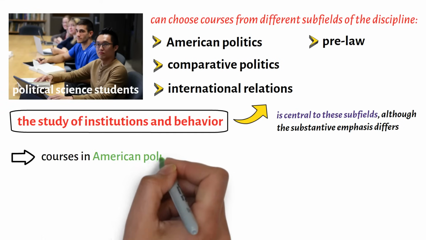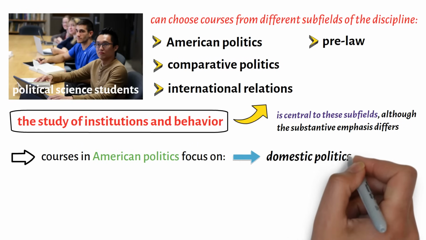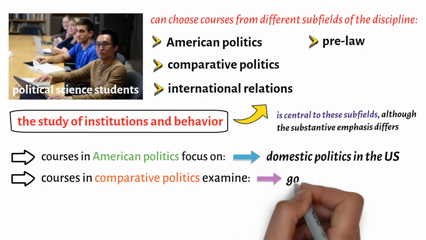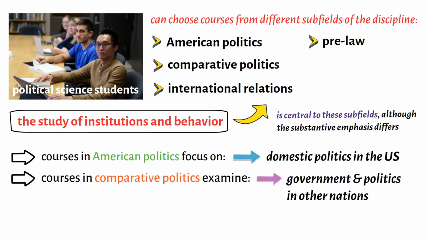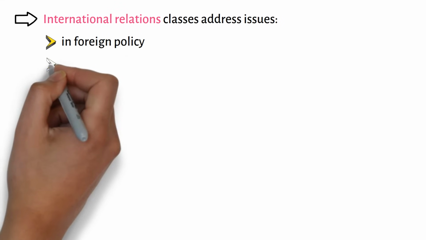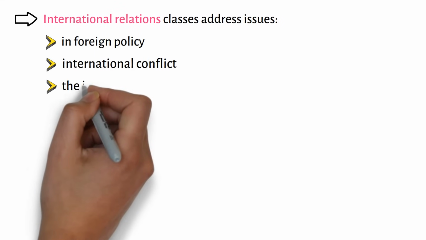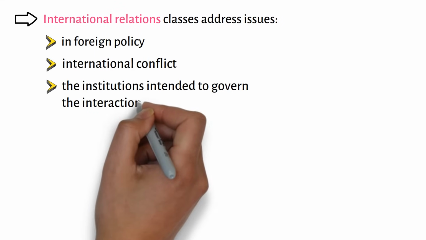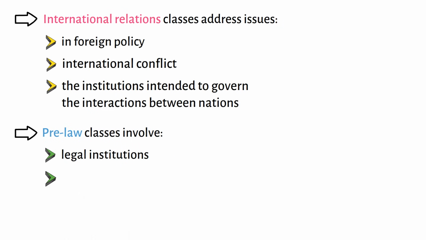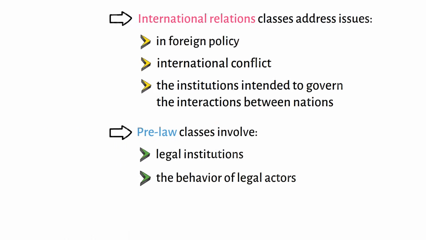Normally, courses in American politics focus on domestic politics in the U.S., while courses in comparative politics examine government and politics in other nations. International relations classes address issues in foreign policy, international conflict, and the institutions intended to govern the interactions between nations. Pre-law classes involve legal institutions and the behavior of legal actors.